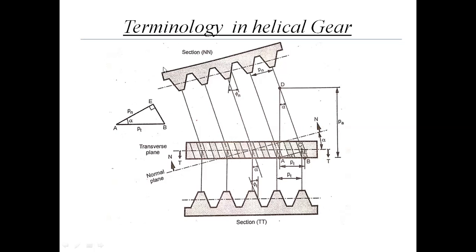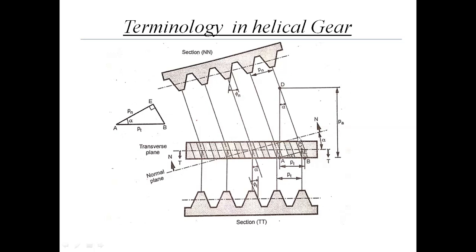So there are two planes. One is the transverse plane, which you can also call the plane of rotation. The plane of rotation is perpendicular to the axis of rotation, and the normal plane is perpendicular to the teeth.